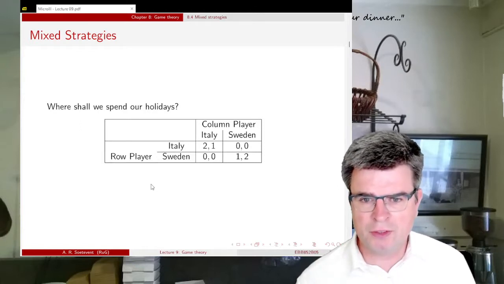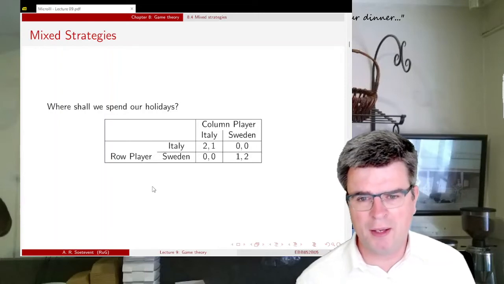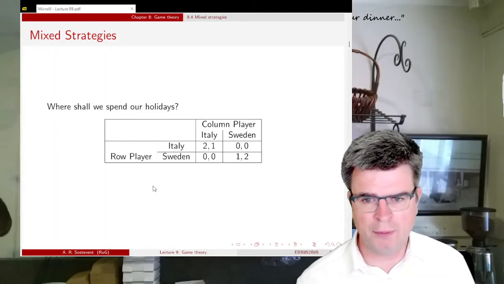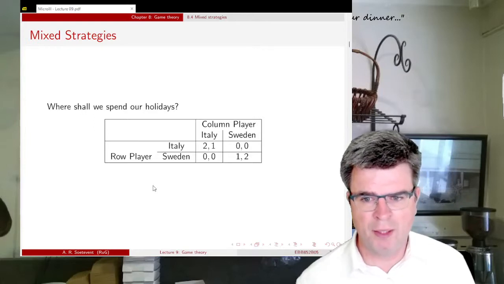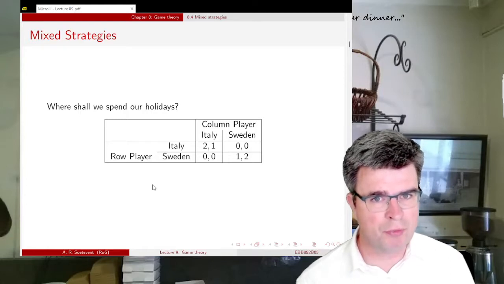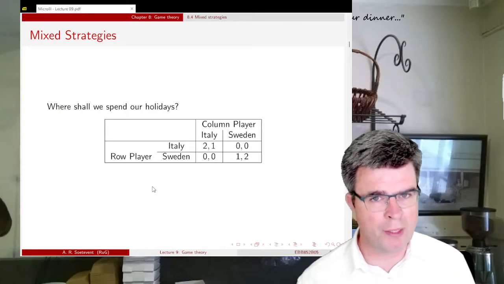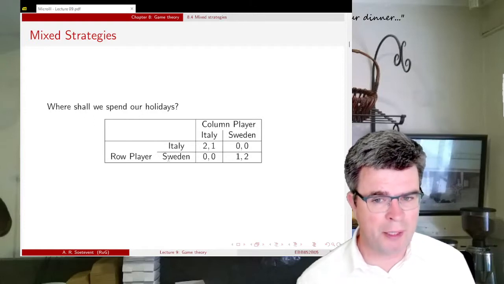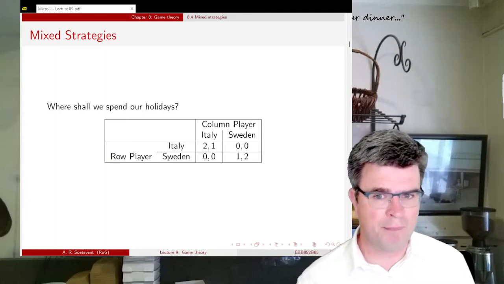So this is the famous Battle of the Sexes game. And we have 2 players, a column player and a row player. And the question that they need to decide upon is where to spend the holiday. And these 2 players, they like each other, so they prefer to go on holiday together, but they have their own individual preferences for where to spend the holiday. So the row player is rather in Italy than in Sweden, and the column player prefers Sweden over Italy.